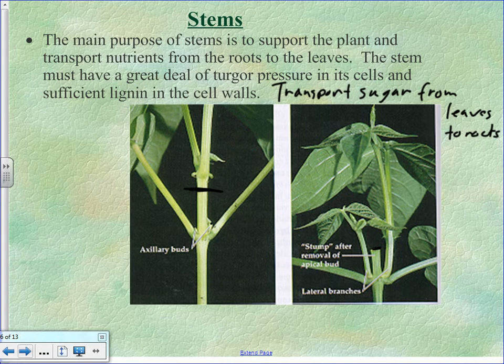Right? Like the LRT in Calgary, you know, it's only got 1 tunnel, but there's 2 tracks in the tunnel. Right? You wouldn't want trains going 2 different directions on the same track. That's not good. Well, you can't have that happen in a plant either. Okay? There's a separate set of tubes for transporting sugar, and there's a separate set of tubes for transporting water. The xylem transports water, the phloem transports sugar. We'll talk about those in just a minute.